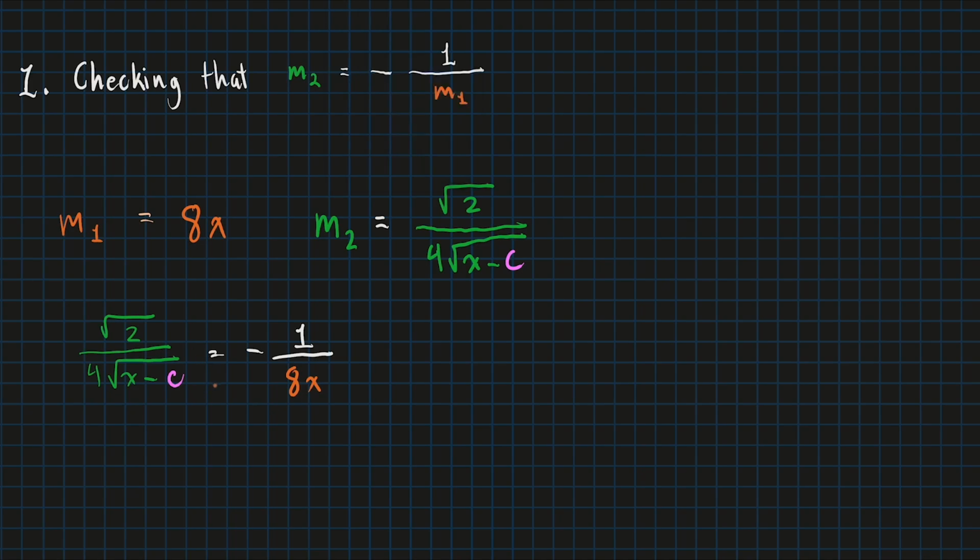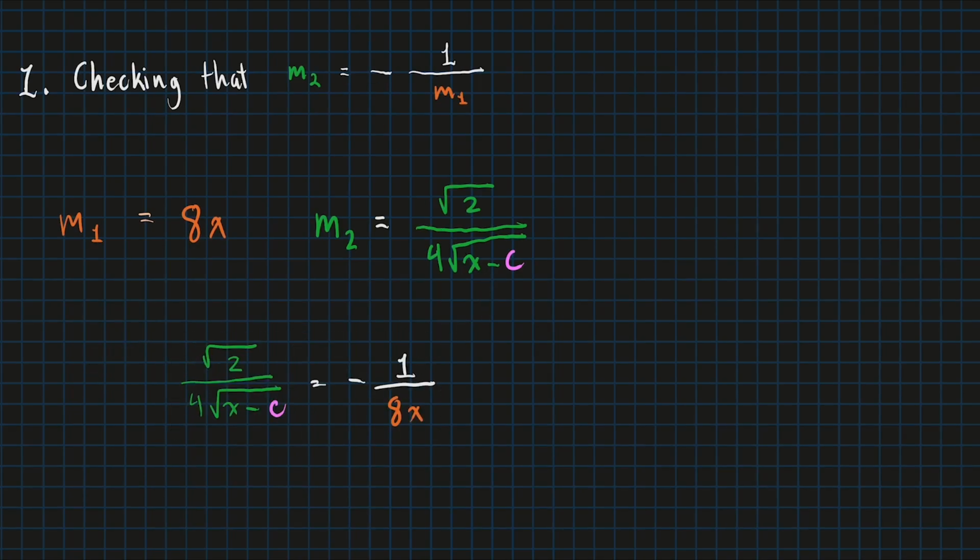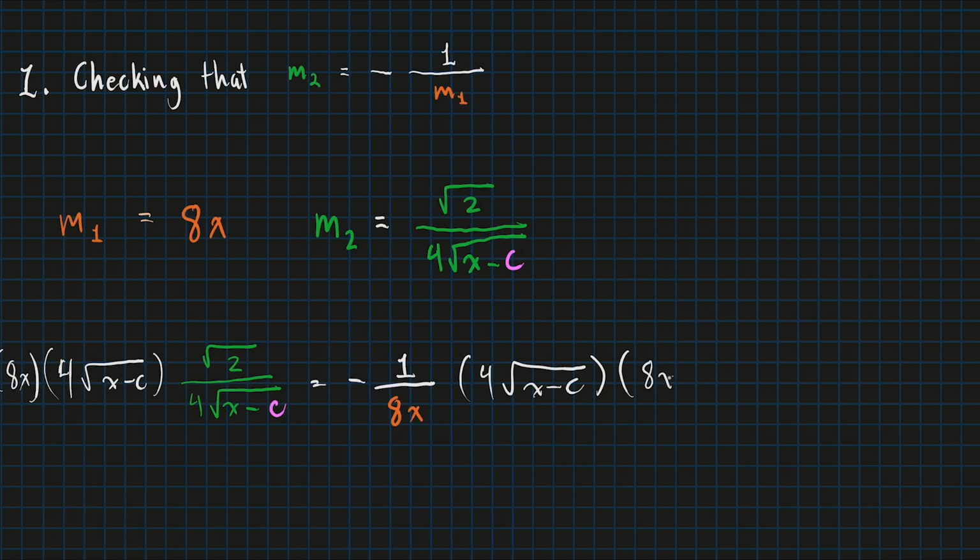So how do we do that? Well, we can start with cross multiplying. So let me move this over a bit. To cross multiply with this, we are going to multiply both sides by 4 times the square root of x minus c, and multiply both sides by 8x. So that'll get rid of our fractions here. It's easier to work with things when they're not in fractions. So this 4 times the square root of x minus c will cancel out with this one to make 1, and this 8x will cancel out with this 8x.